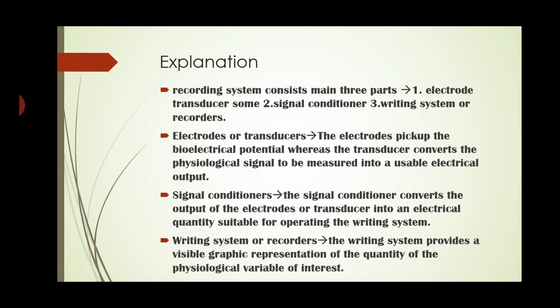Then next is the writing system or recorders. The writing system provides a visible graphic representation of the physiological variable of interest. At the output side, a number of output devices are used. The output of the signal conditioner is given to a writing system or recorder. In the output units, they may use a chart recorder, or paper recorder, or hard copy.